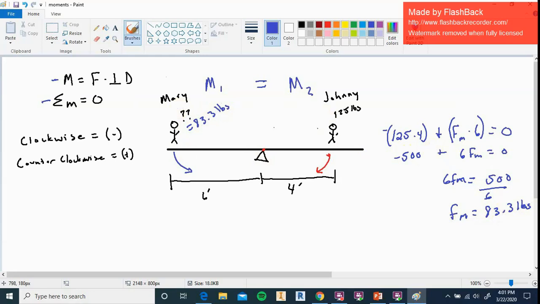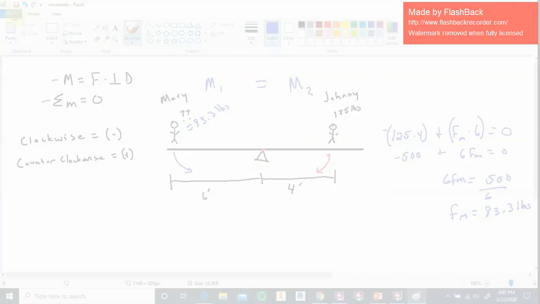All right, so that's the basic concept of a moment. The force of Johnny is causing a rotation about a particular point, and if we want to find what that moment is, we just need to know what is the force and what is the perpendicular distance to the point of rotation. In our case, it's the fulcrum right here. So let's take a look at another example here.